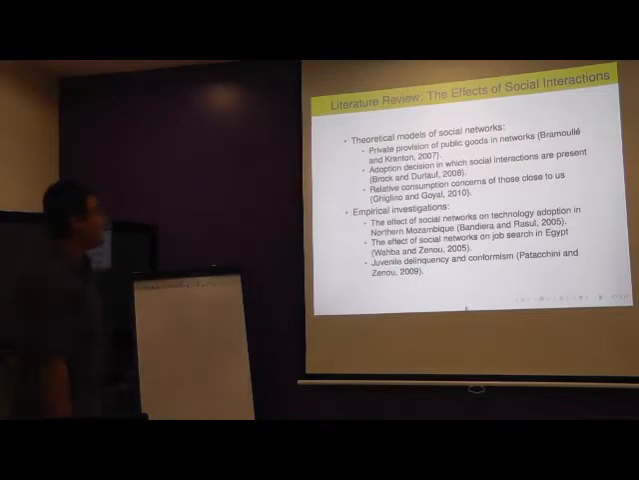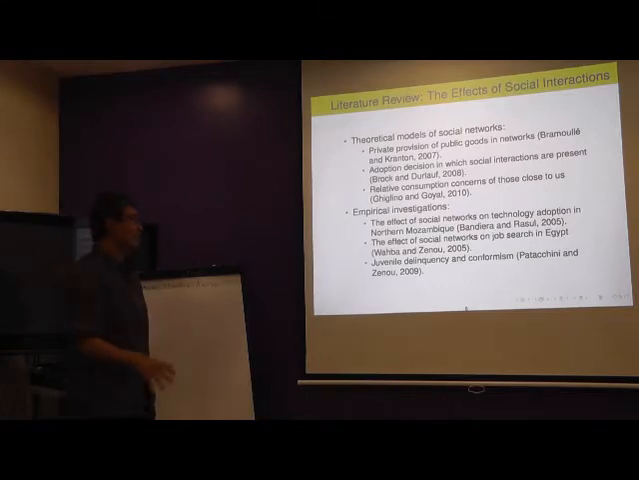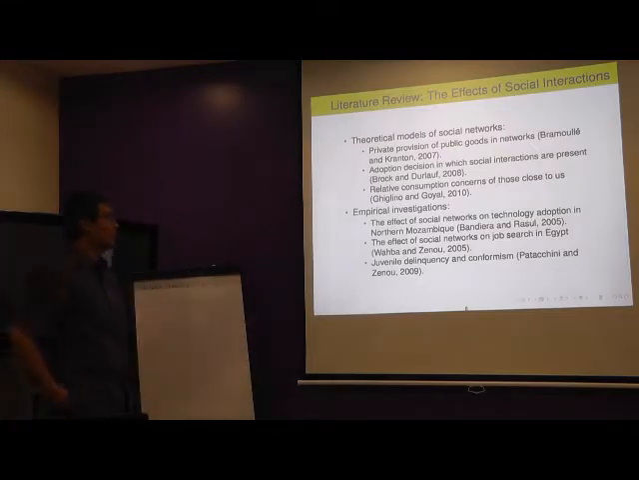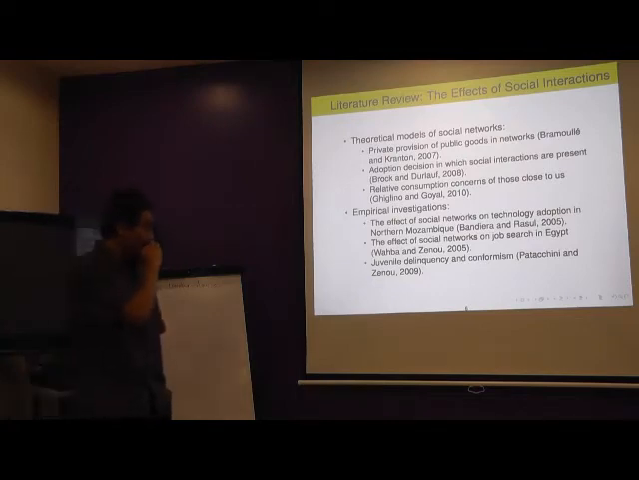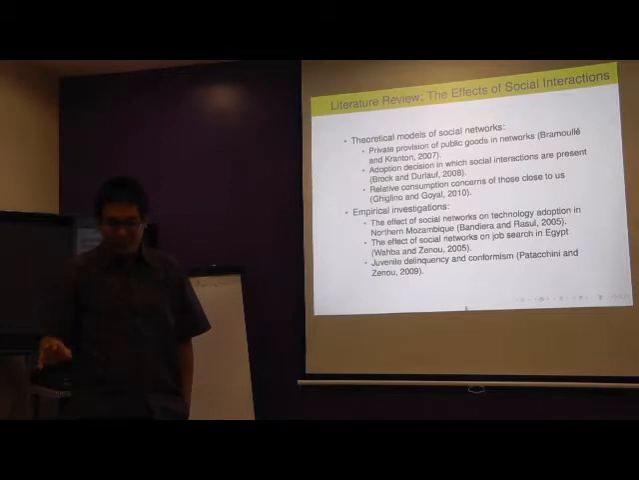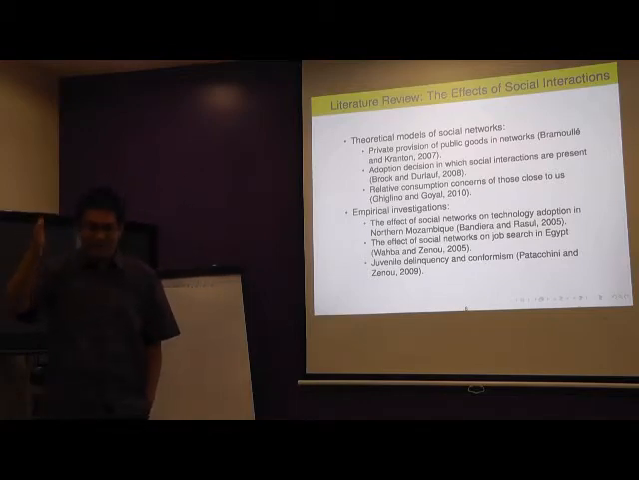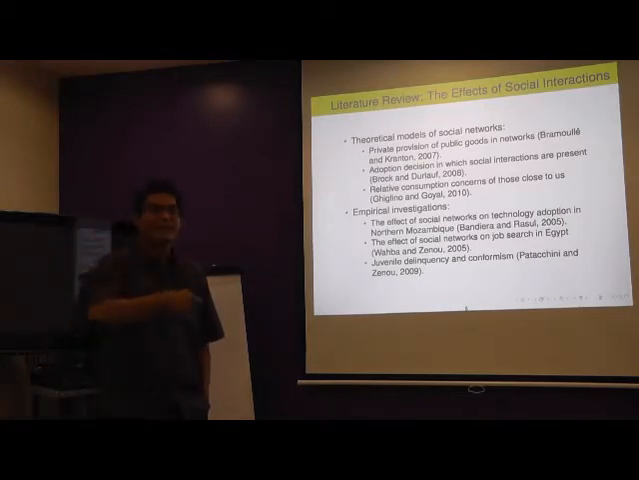And then this is the empirical investigation. Social interaction is used in matching theory, which those in labor economics must be familiar with. Then also the effect of technology adoption, and juvenile delinquency and conformism. So most of the theoretical and empirical investigation of the effect of social interaction has been done in the arena of labor economics, technology adoption, and health economics, but not in environmental economics. And now I think I can go into environmental economics using a new way.